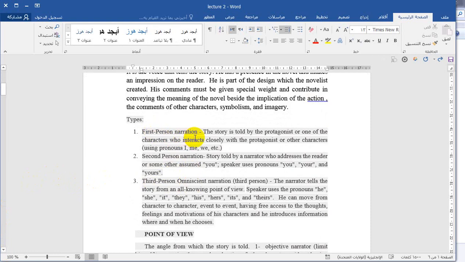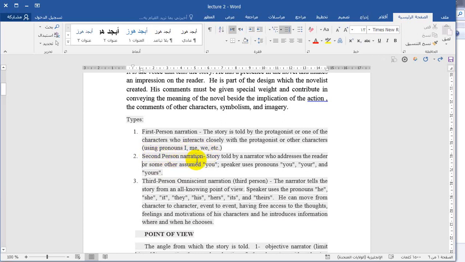Okay, the first person narrator is a story told by the protagonist or one of the characters. Here one of the characters is the narrator, يعني he is a character and the narrator at the same time. He is acting with others, interacting with other characters, and tells us the story, conveys the story to us. That's why he uses the pronouns I, me, we. When he speaks and conveys the information to us as readers, he says I, me, we, etc.